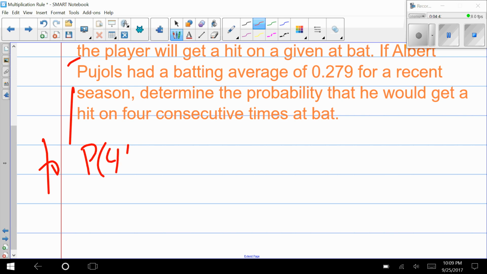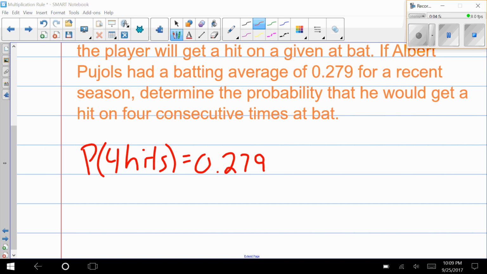The probability of 4 hits is equal to the probability of the first hit, which is 0.279, times the probability of the second hit, which is 0.279, times the third, times the fourth, or we can just write 0.279 to the 4th power. Either way works, the same exact thing. Multiply that out and you should get 0.00605. That's about a 6% chance that you'll hit the ball all four times.